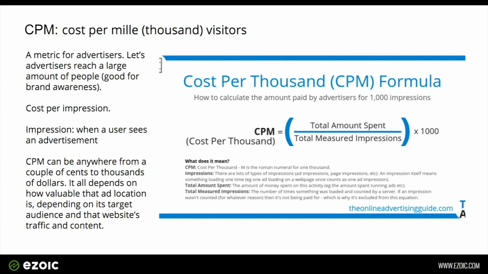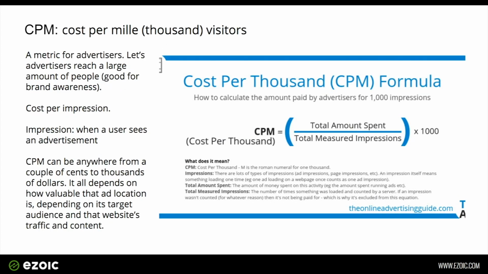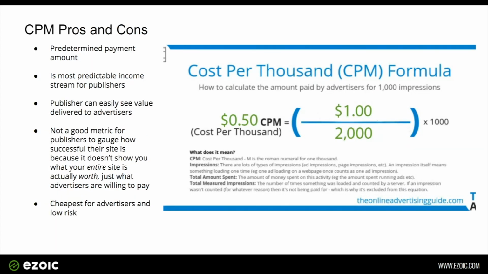It all depends on how valuable that ad location is, depending on its target audience and that website's traffic and content. So you can see the formula here for cost per 1,000 visits, and it is the total amount spent divided by the total measured impressions, and then you multiply that by 1,000, and that is the CPM. You can see that here. Let's say that the total amount spent on the ad was $1, and there were 2,000 impressions. And so then you multiply that by 1,000, and it is a 50-cent CPM.